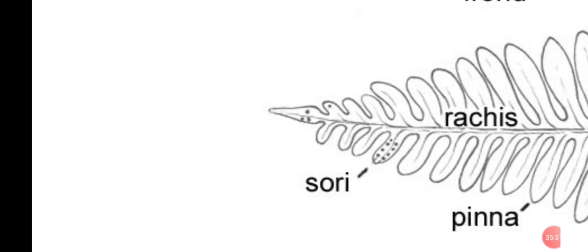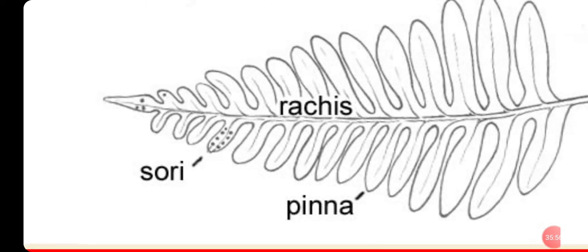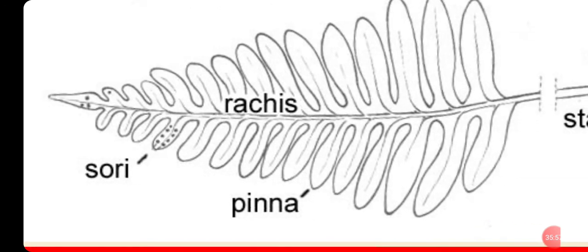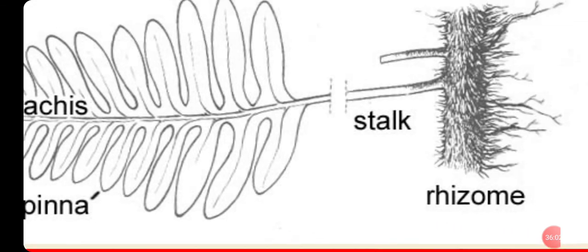These sori are the ones enclosing the spores. I say the leaflets are known as pinna. When you talk about rhizome, this is the rhizome here, the one containing the roots. The vertical thick stem here is not actually a stem, it's what we call the rhizome. And therefore, this rhizome is present in the ferns.